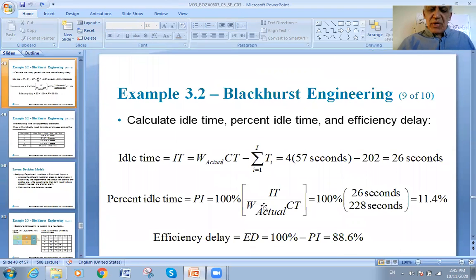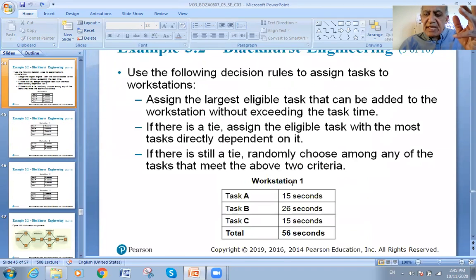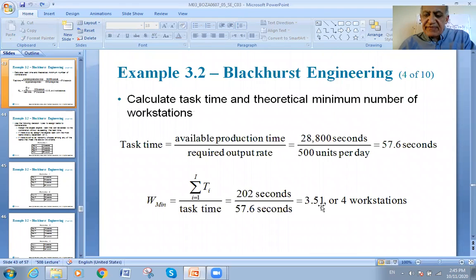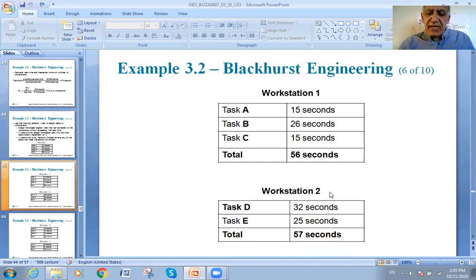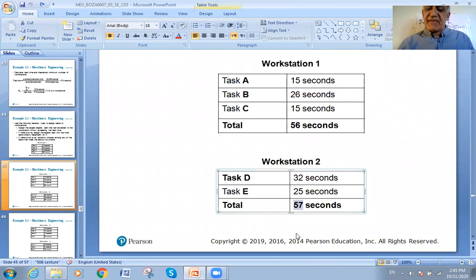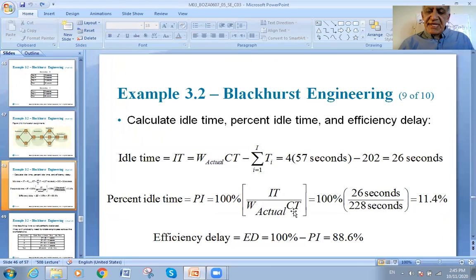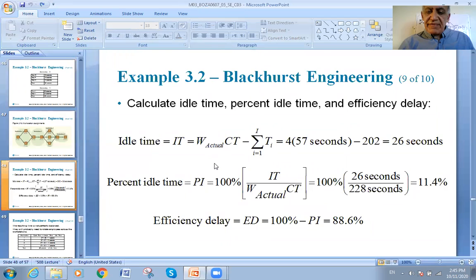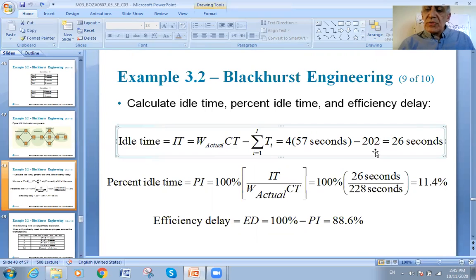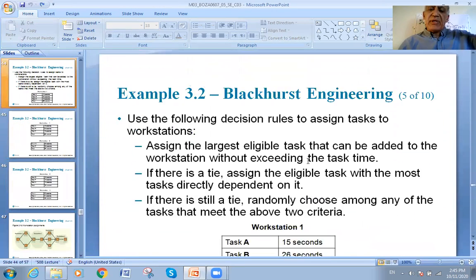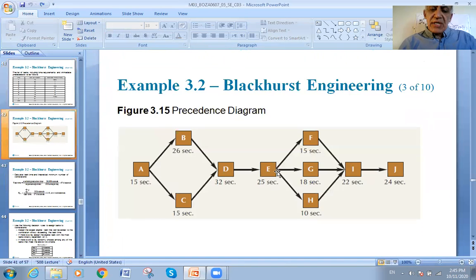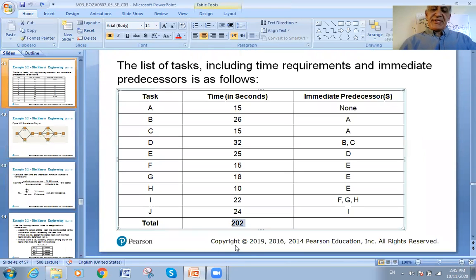Then I will multiply them. What do I multiply? 4 is the number of stations, because the result of the first equation gave me 3.51, which we rounded to 4. I will take this 4, multiplied by the longest station, which is 57. Then 4 by 57 seconds minus the 202 seconds of the starting table.